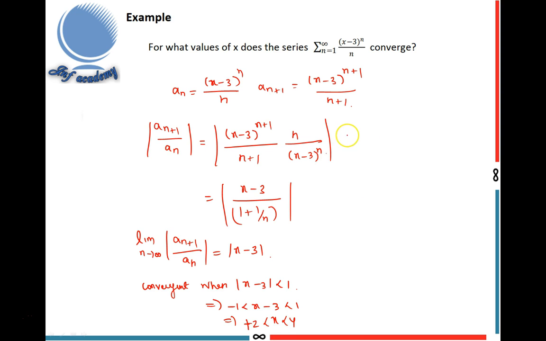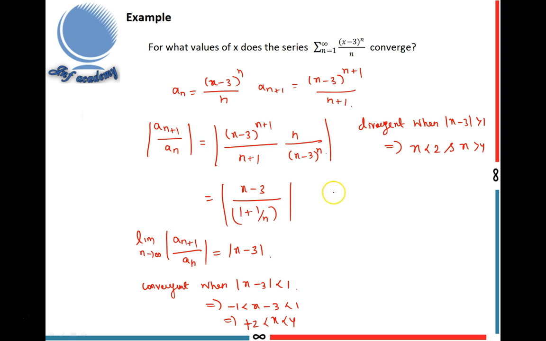Next condition is divergent. The series is divergent, by using the ratio test, when modulus x minus 3 is greater than 1. That means x minus 3 greater than 1 or x minus 3 less than minus 1, so x less than 2 or x greater than 4. The series is divergent for x less than 2 or x greater than 4.